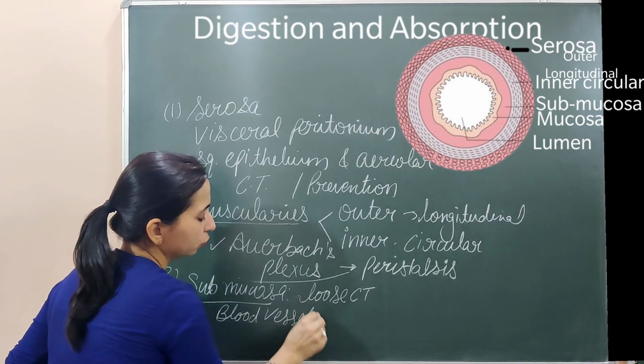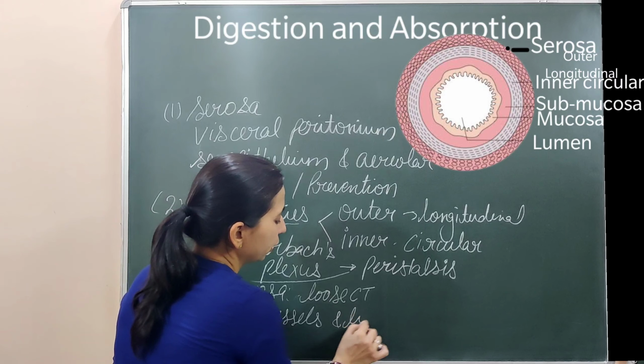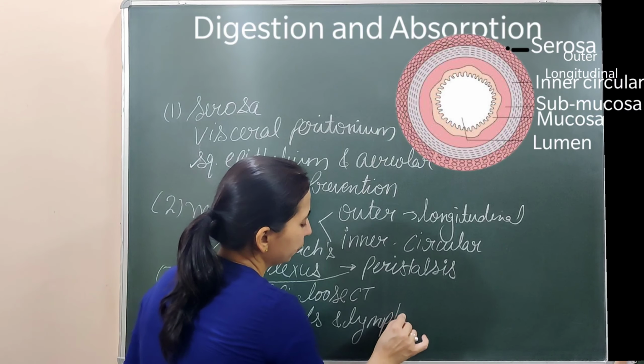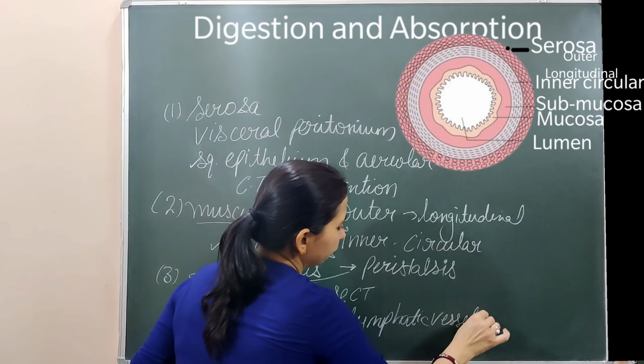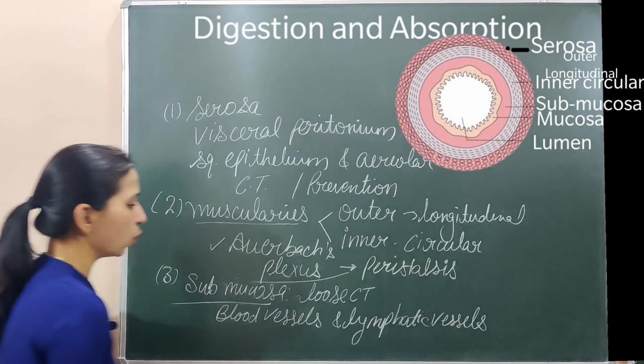So it's richly supplied with blood vessels and lymphatic vessels. Lymphatic vessels भी यहाँ पे present रहेंगी इस layer के अंदर. So it's richly supplied with the blood vessels as well as the lymphatic vessels.